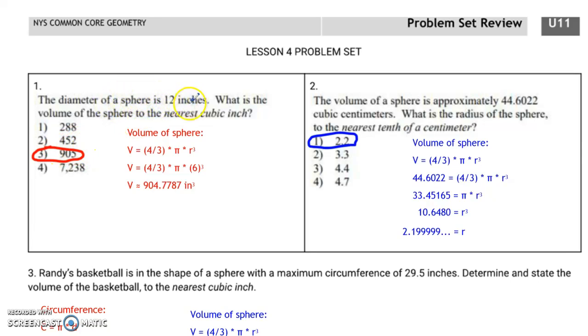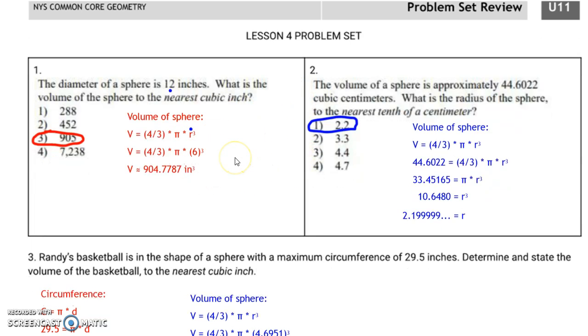For lesson number 4, they give us the diameter of a sphere. Remember, they're going to give you diameter, but you need to convert that into radius. That's going to be half of the diameter. Substituting into the equation should get you the correct answer. Now keep in mind, in this problem it says 10.6480 is equal to r to the third. We need to solve for r, so in other words we need to use our cube root.